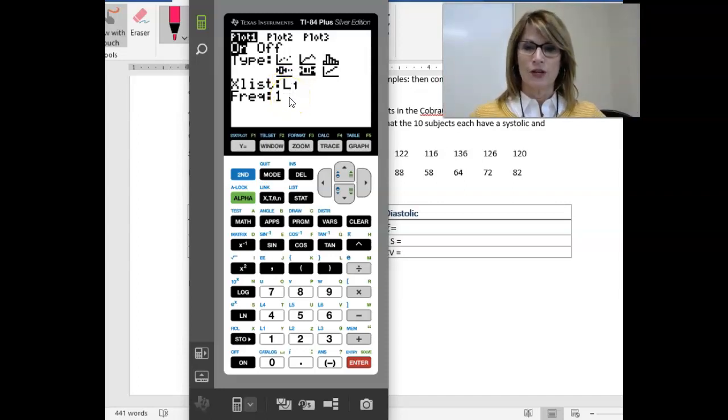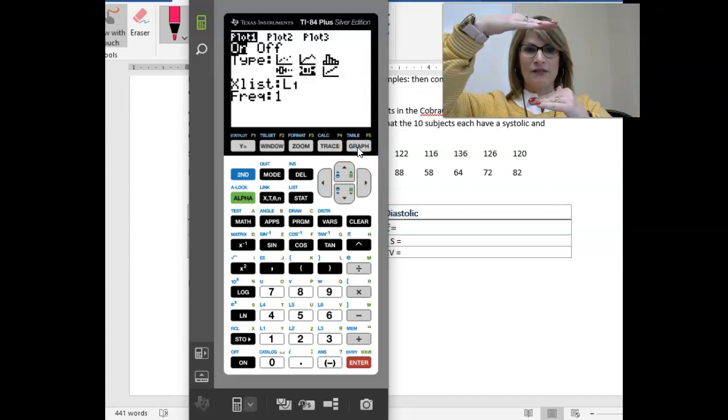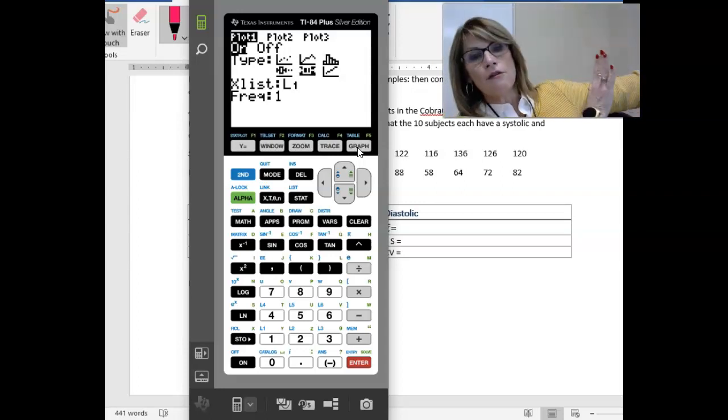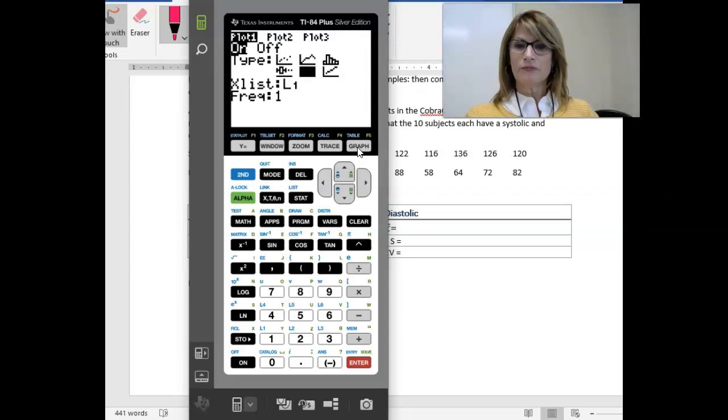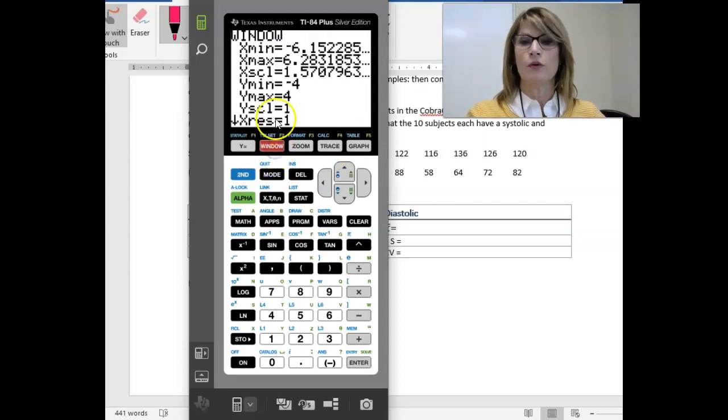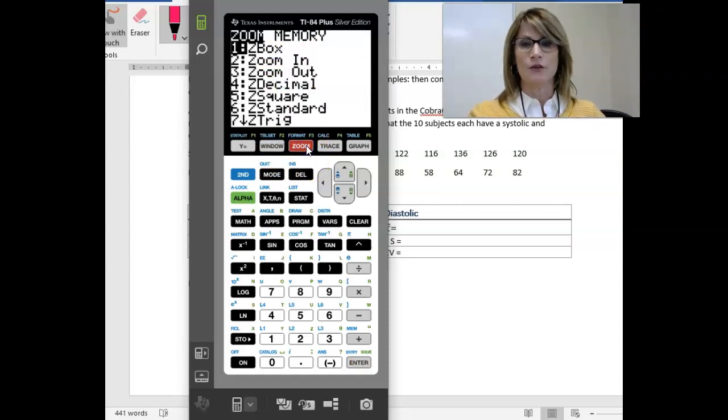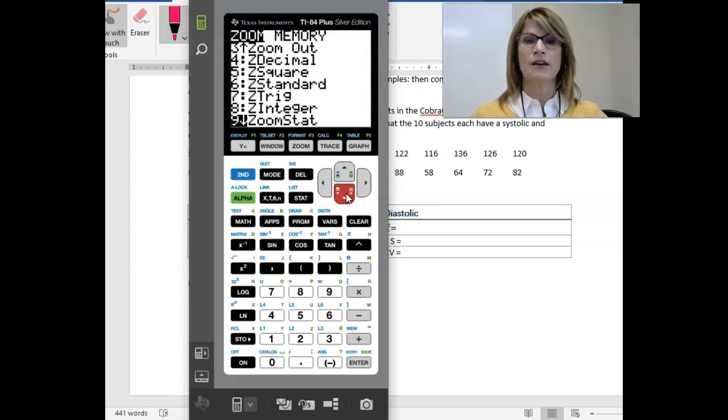List 1, frequency. Now, at this point, if you hit graph, you won't see it because our graph goes from negative 10 to 10, negative 10 to 10, and these numbers are all over 100. So they're going to be off our chart. So you can pick your own window if you want to and say, hey, this goes from like 100 to 1 whatever. But the slicker way to do this is to go to Zoom and go down until you find Zoom Stat. Zoom Stat picks a window for statistical plots.